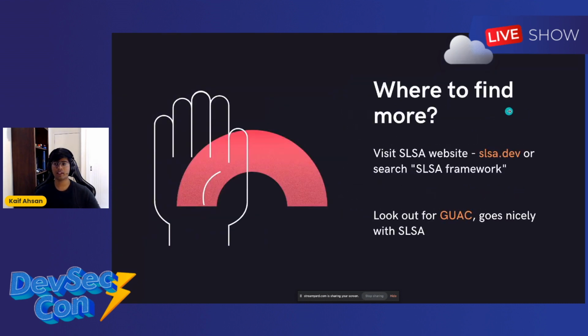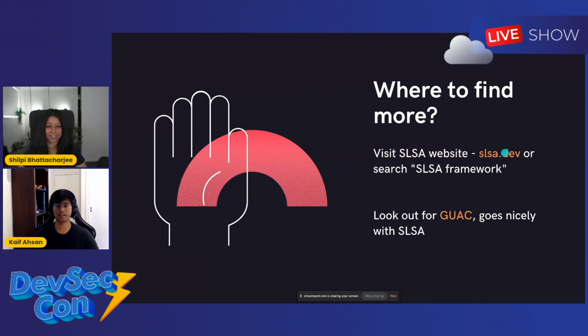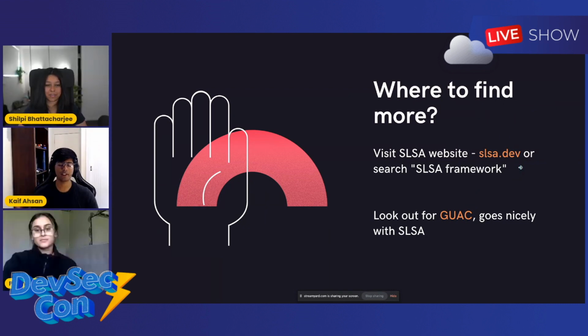Well, that's all I get to cover in a lightning talk. If you want to know SLSA in depth and you want to figure out how to establish that in your company, go to slsa.dev or just Google SLSA framework. You can also check out GUAC, which is another framework coming, which pairs up nicely with SLSA.